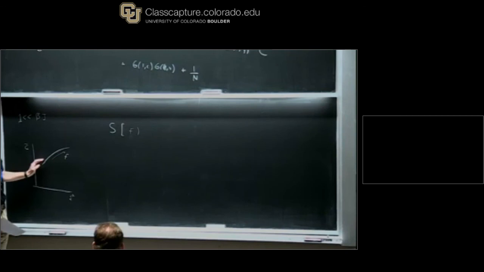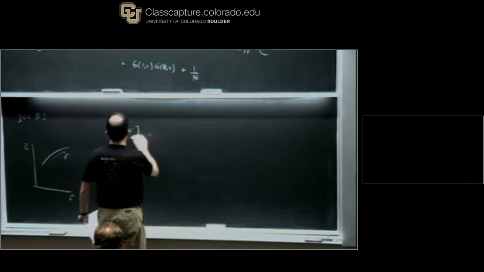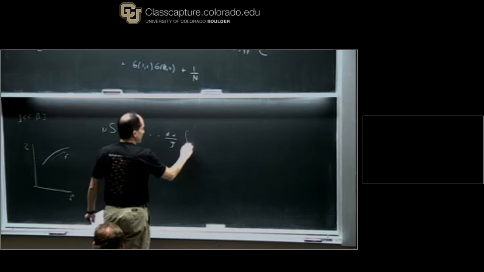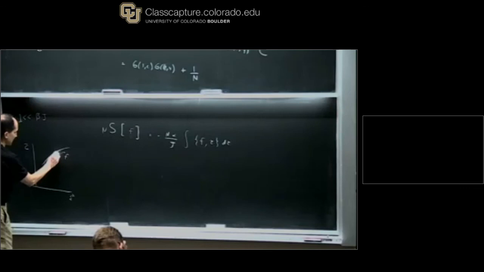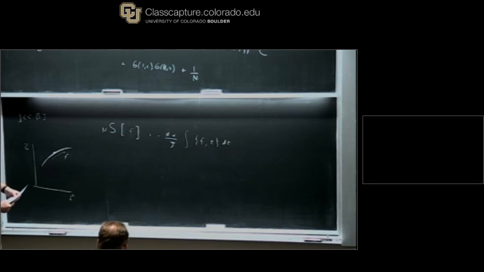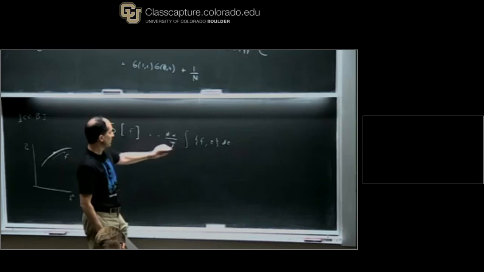And we have this action, which is n times alpha over J times the Schwarzian derivative of f of tau. So there was the classical solution, and this is just the action along this valley. For large J, this action is smaller than the values of the action in these other directions.